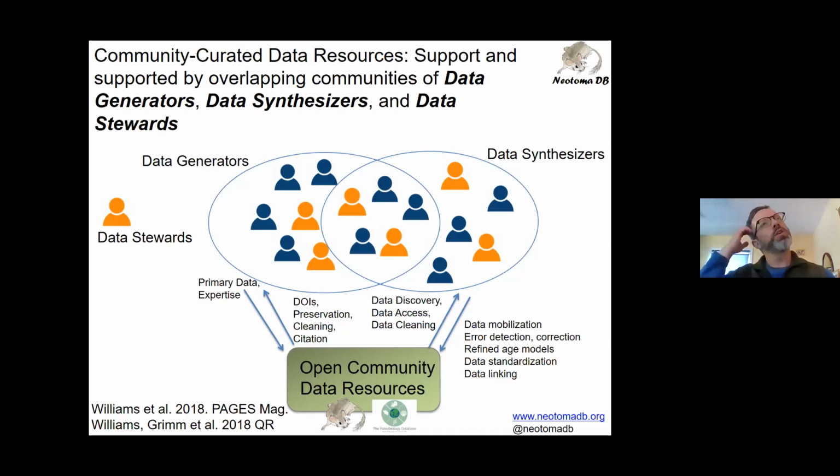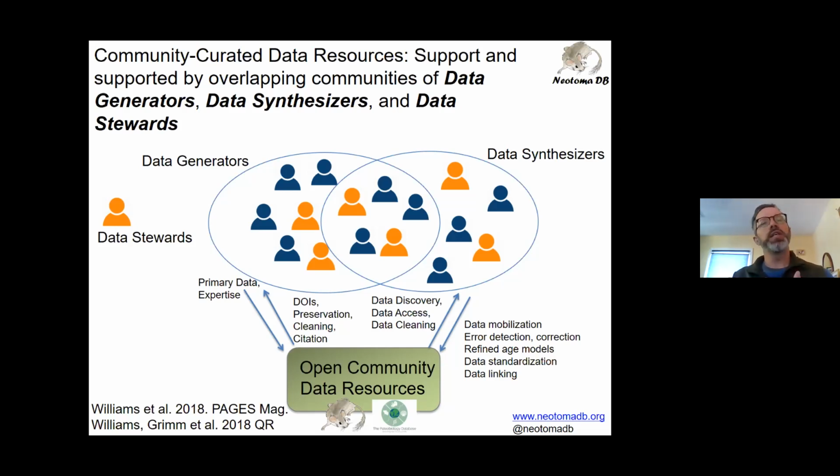And then further, thinking about how in the community there are at least three roles. There are the people who generate data. They go out and take new cores. They work in the lab and generate new measurements, the data generators. There are the people who are the data synthesizers. They are gathering lots of observations together. They're cleaning, they're standardizing, they're updating age models. They do that work. And then there are the people who are the data stewards, who are working as a point of interface between the databases.